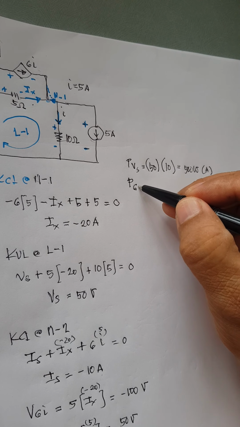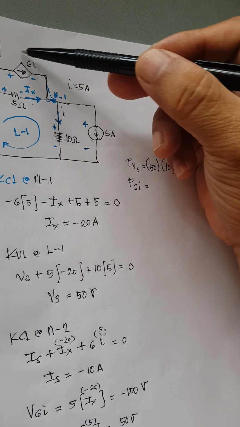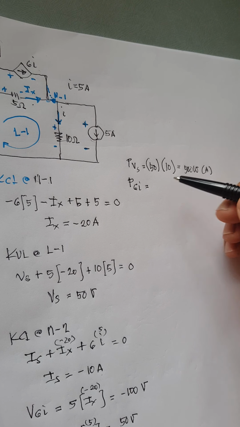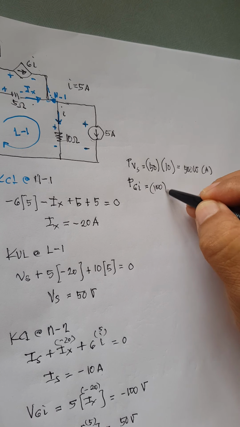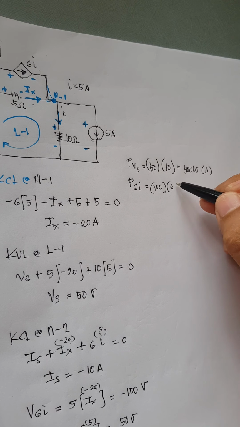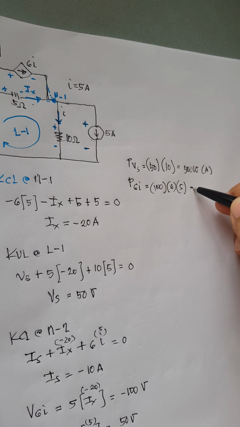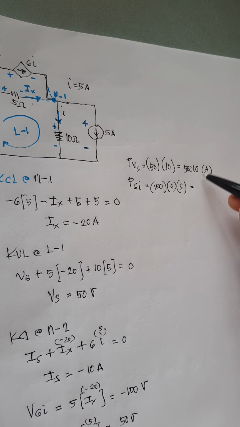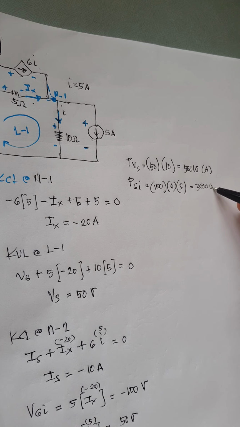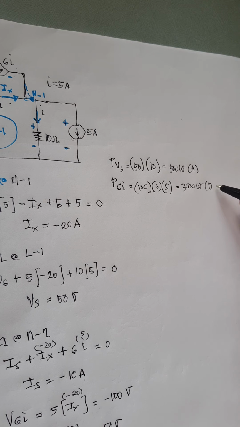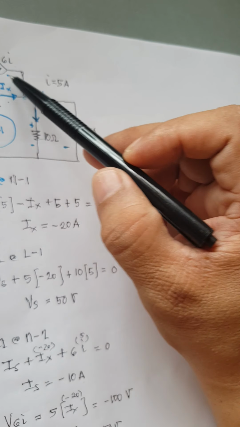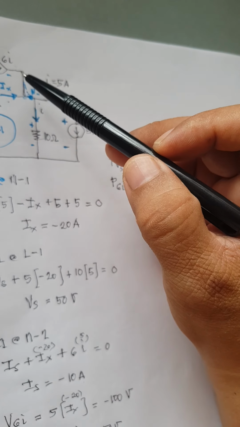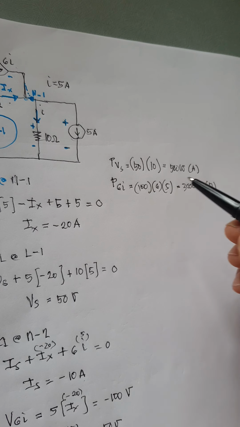Power across 6I, or power delivered by 6I. So what is the voltage across 6I? Voltage of 6I is 100, and then the current is 6I, 6 times 5. So the answer is 30 times 100, 3,000 watts. And this is delivering. Why delivering? Because the voltage across 6I is 100. This is supposed to be absorbing, plus minus. But if you're going to reverse the polarity because it's a negative, it's going to deliver.